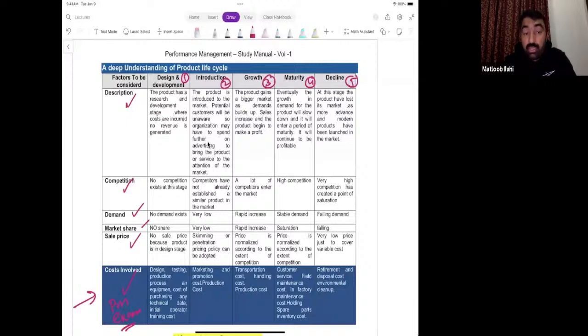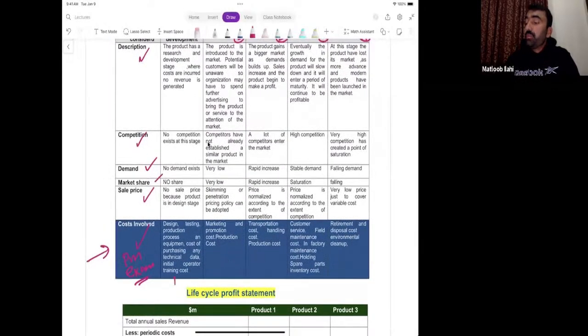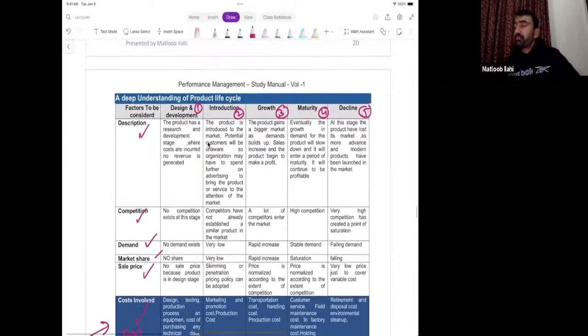Design, testing, production, process, and equipment, cost of purchasing any technical data, initial operator training cost, even prototyping. A lot of products require making prototypes, okay? Like especially in drugs, for example, in the development of medicine and similar products.